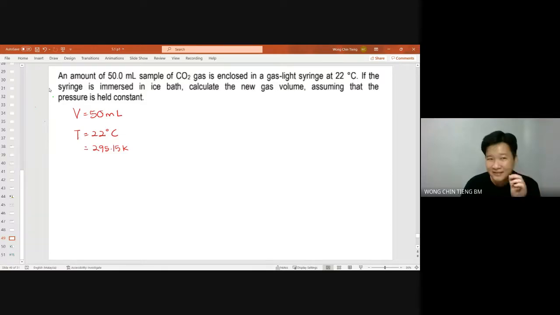Next. In this one, I only want to teach one thing. The trick of this question is, the question asks for the new volume when the temperature is in an ice bath. That's the one thing I want to teach. Ice bath. The temperature of ice will be assumed as 0 degrees Celsius.